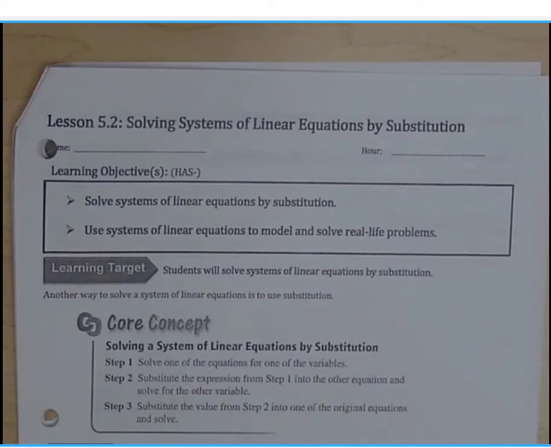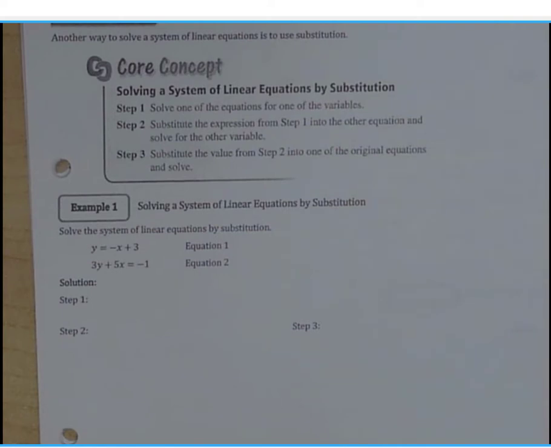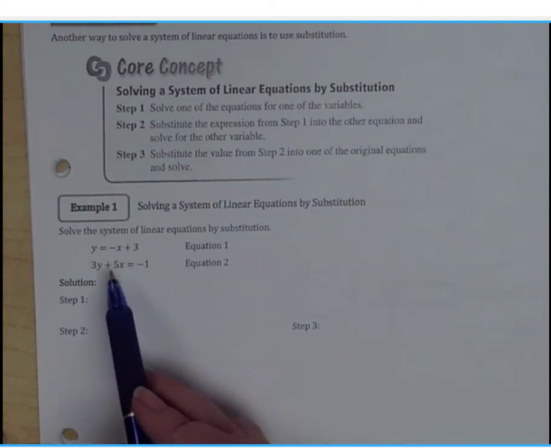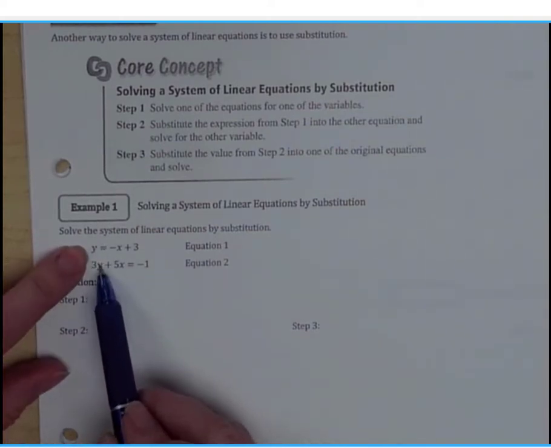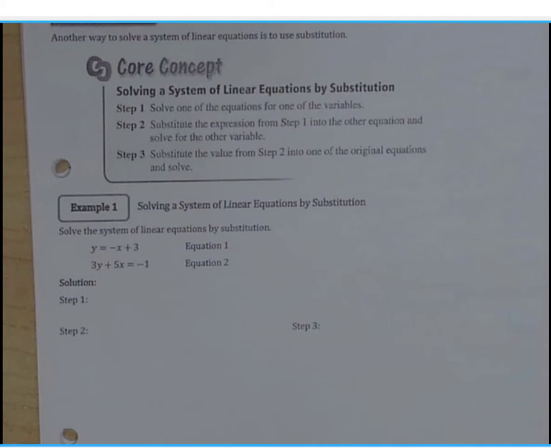Look at Lesson 5.2, Solving Systems of Linear Equations by Substitution. Really, that is fancy for replace a variable. So there's a couple ways we're going to do this. Now, the first way, we're going to replace y here. So what does y equal? Negative x plus 3. So we're going to replace it right here.